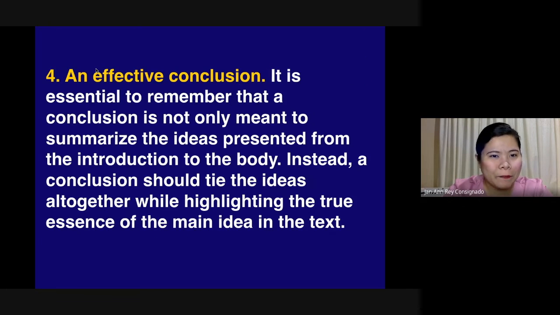How about number four? An effective conclusion. It is essential to remember that a conclusion is not only meant to summarize the ideas presented from the introduction to the body. Instead, a conclusion should tie the ideas all together while highlighting the true essence of the main idea in the text. An effective conclusion.